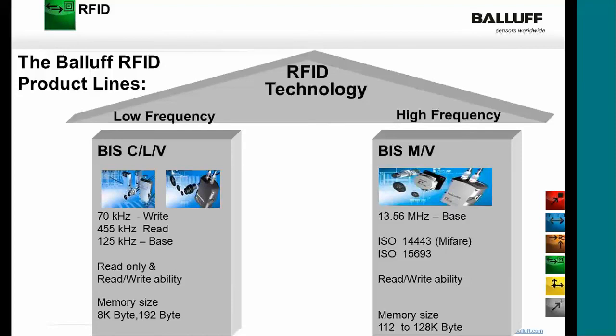Memory sizes for the low frequency system are 192 bytes at the low end and 8K at the high end. And then for the high frequency system, this is where our BIS-M and BIS-V come into play. They both operate at 13.56 megahertz. They also conform to various ISO standards. They have read-write capability as well as a memory size starting at 112 bytes up to 128 kilobytes. So quite a bit of capacity there in terms of memory.